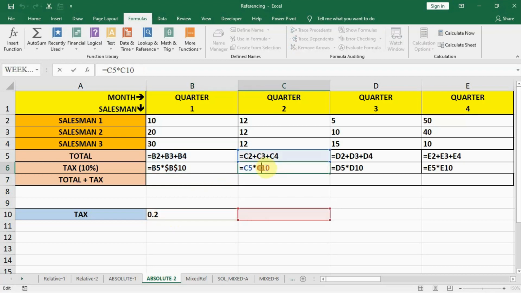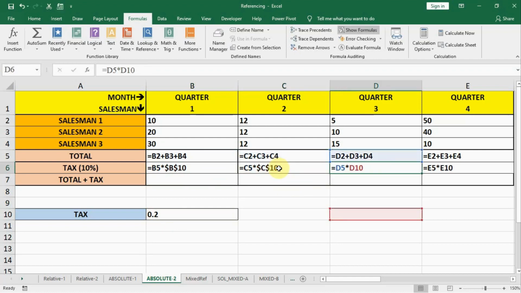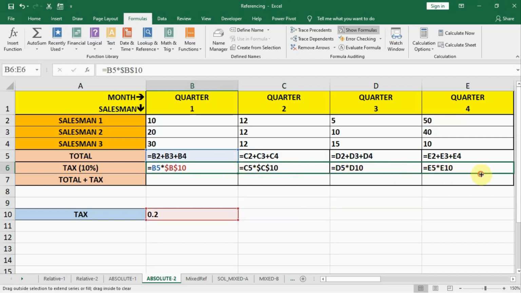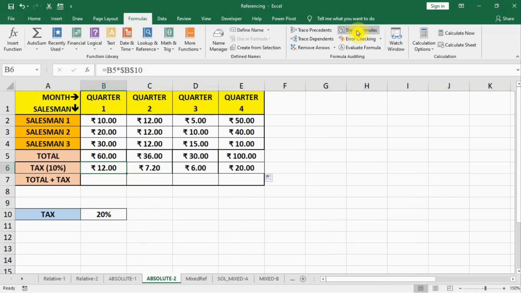Again, we can have a dollar sign here also, and we can press F4 so that we need not find the dollar key with the shift and press it down. We can use the F4 key on a keyboard, and that will help in making it absolute. Now let us drag this down. When we drag this down, it will always refer to the cell B10, right? B10, B10, B10, B10. This is absolute referencing. Let us see the formula.